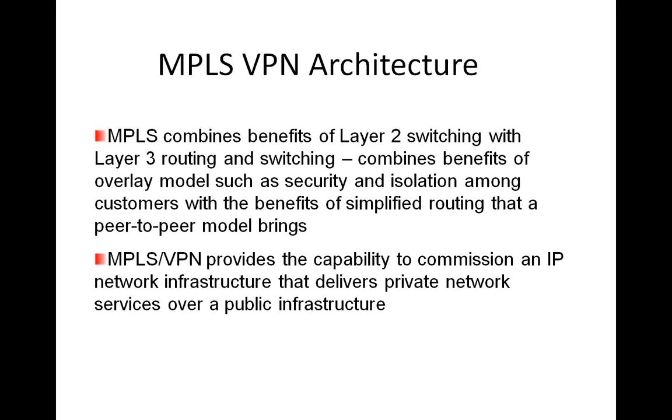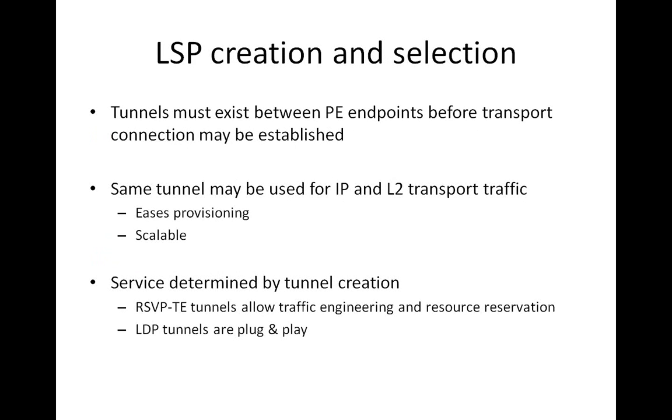MPLS VPN provides the capability to commission IP network infrastructure that delivers private network services over a public infrastructure. So one of the prerequisites for the service provider when providing MPLS IP VPN services is that the LSPs must exist between all the endpoints before transport connection may be established. Now this is very important because that is the only way the service provider can sell a service to the customer, saying no matter where your remote offices are, we will provide connectivity. And the only way you can achieve that is by having these LSPs existing between all the edge routers.